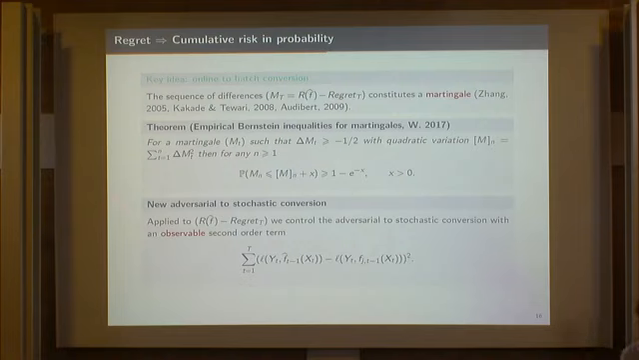Okay? So, applied to our martingale, it means that when we go from the regret to the stochastic environment, we control the move from the regret to the cumulative risk by a quadratic variation that is observable. So it's just the sum of the squares of the losses of the aggregation minus the losses of one expert. Okay, so that's this here.